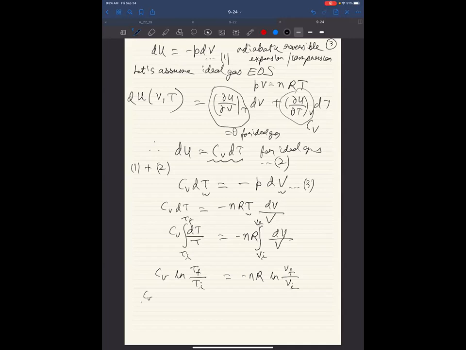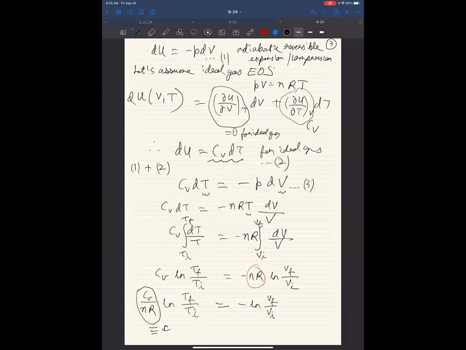or, let's take this nR to the left-hand side. CV by nR multiplied by ln Tf by Ti is equal to minus ln Vf by Vi. Let's give this CV by nR a name. Let's call this C, the small letter c. Nothing to do with the speed of light. This is just our symbol C over here. Okay, so C is defined as heat capacity at constant volume divided by nR. So what does this mean?